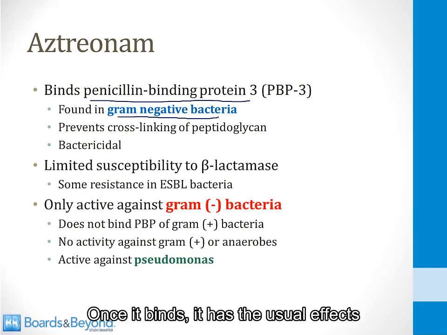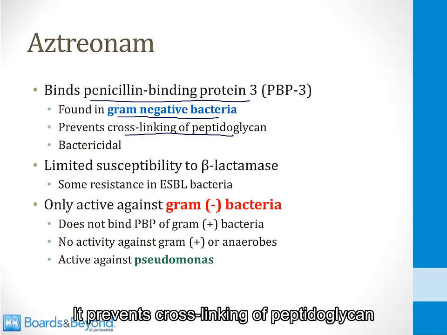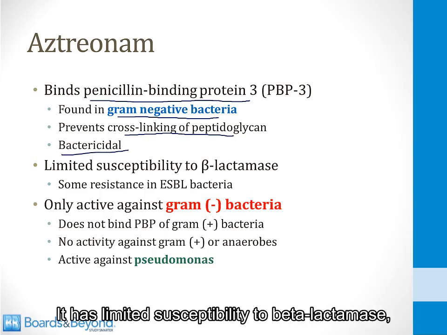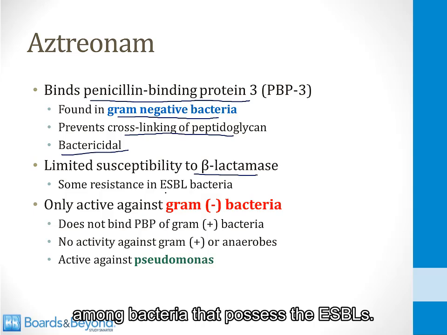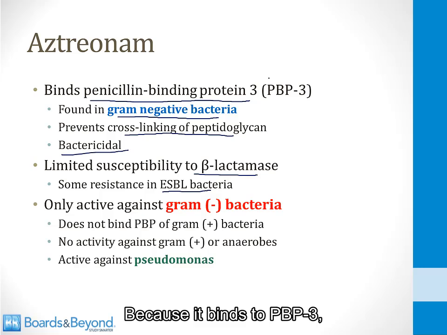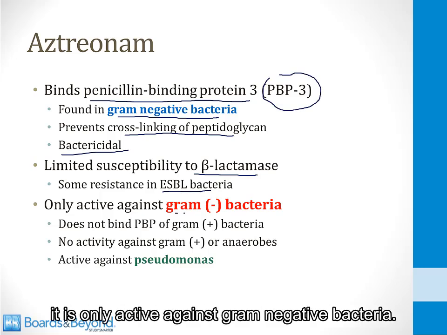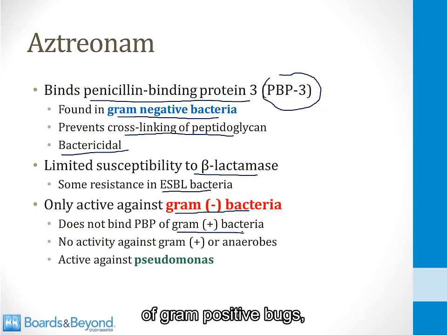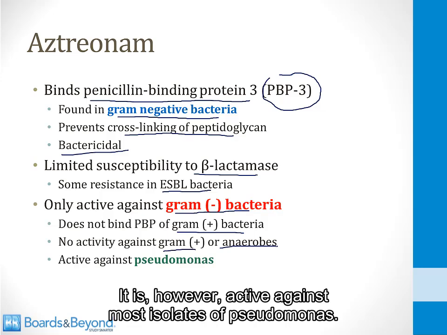Once it binds, it has the usual effects of a beta-lactam antibiotic. It prevents cross-linking of peptidoglycan and leads to autolysis, and therefore it is bactericidal. It has limited susceptibility to beta-lactamase, although there is still some resistance among bacteria that possess the ESBLs. Because it binds to PBP3, which is found only in gram-negative bacteria, it is only active against gram-negative bacteria. It does not bind to the penicillin binding proteins of gram-positive bugs, and it has no activity against gram-positive bacteria or anaerobes. It is, however, active against most isolates of Pseudomonas.